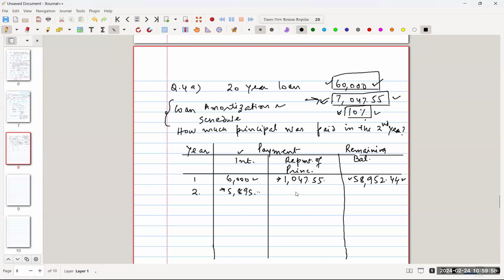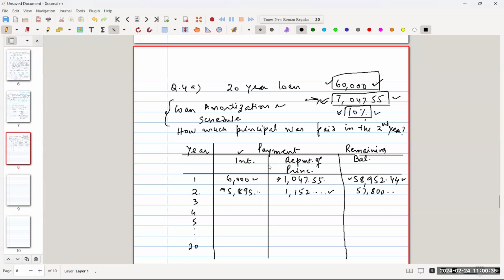So 7,047.55 minus 5,895 will give you around 1,152 or $53. This will be applied towards the repayment of principal. And then what will be your remaining balance outstanding? The last balance outstanding was 58,952, minus this much that has been repaid. So 57,800 or something will remain outstanding. Like that, we will proceed 3 years, 4 years, 5 years, and go on to complete all 20 years.